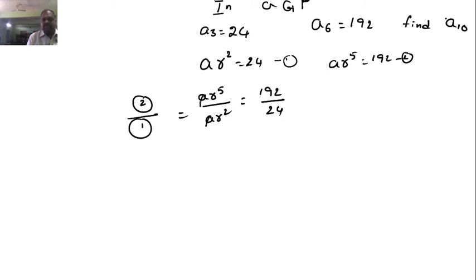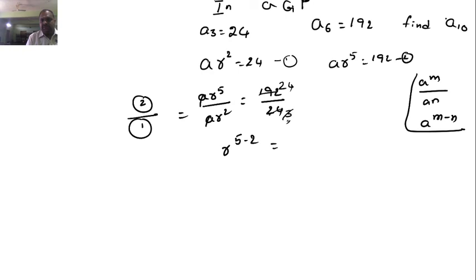a cancels. You know the formula a power m by a power n is equal to a power m minus n. So r power 5 minus 2 is equal to 192 by 24. By cancellation, 24 times 8 is 192, that is equal to 8. So r cube, 5 minus 2 is 3, is equal to 8, which means 2 cube.